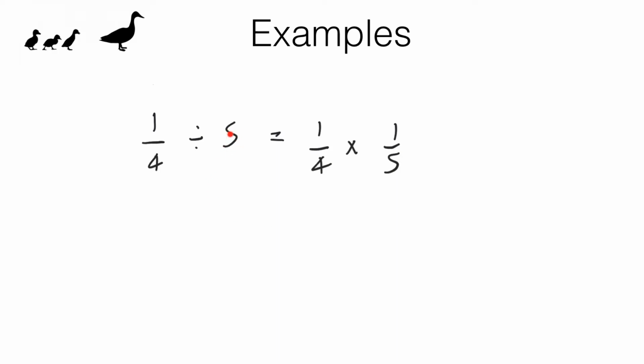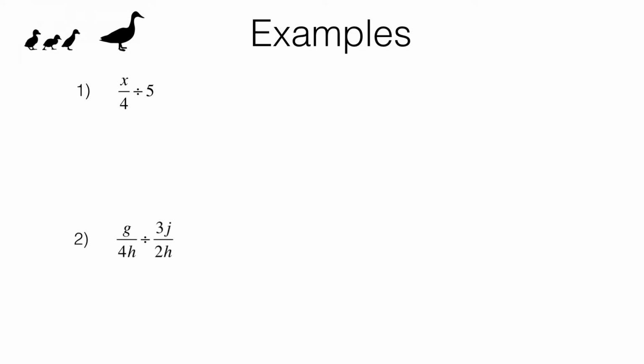fraction here. Well, this actual 5 can be written as 5/1. So we're reciprocating 5/1 by 1/5. And then we just multiply the numerators. 1 times 1 is 1, and the denominators 4 times 5 is 20.